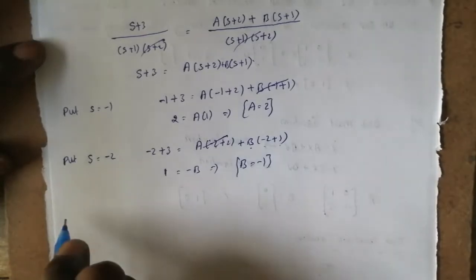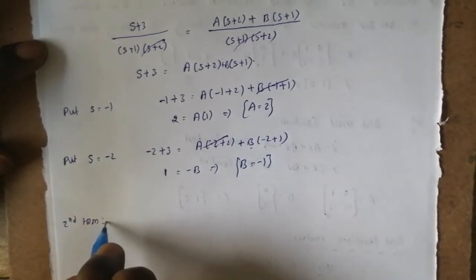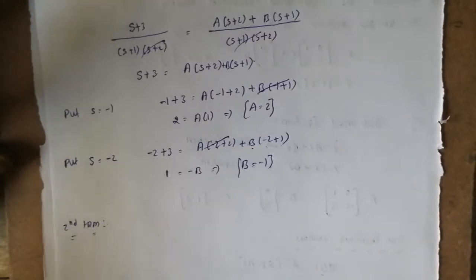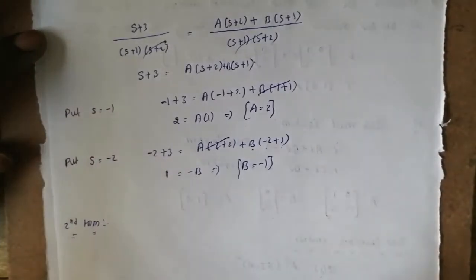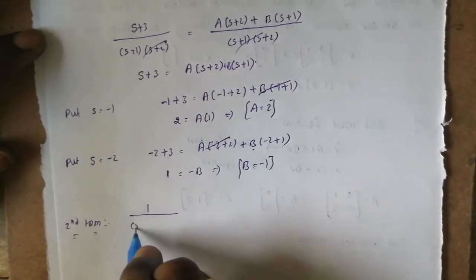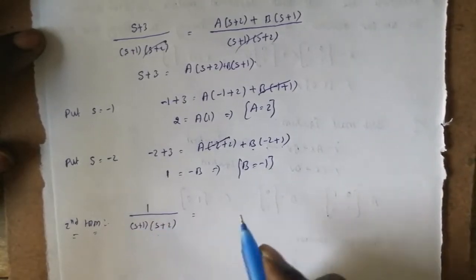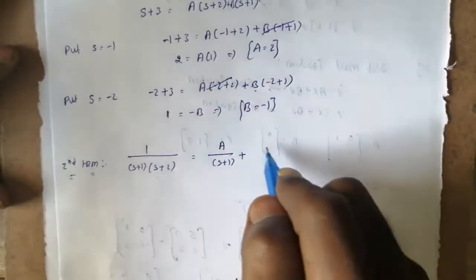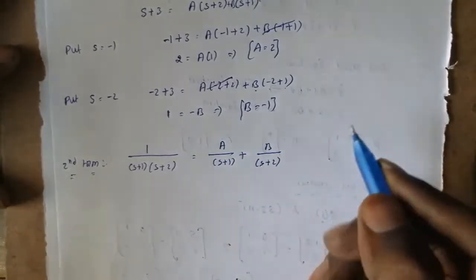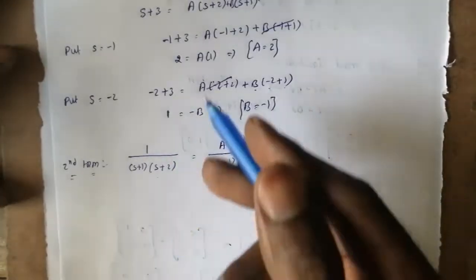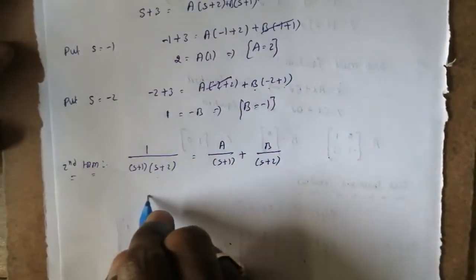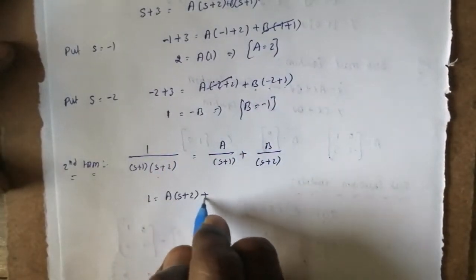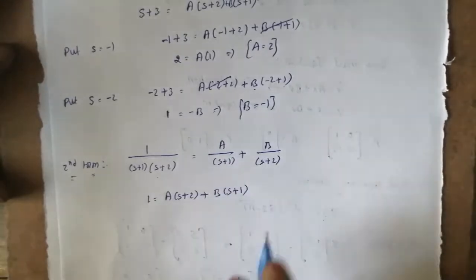Now let me see the second term. The second term is 1/((s+1)(s+2)). Again we have to apply the partial fraction for this term: A/(s+1) plus B/(s+2). Simplifying the same way we did for the above term, 1 equals A(s+2) plus B(s+1). Again we have to find the A and B values.